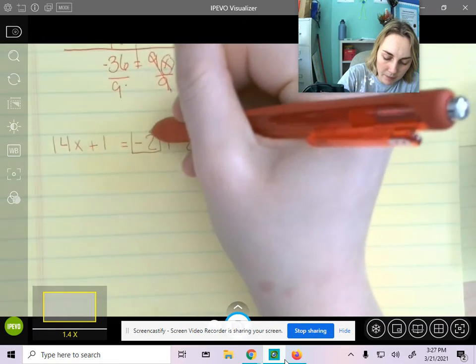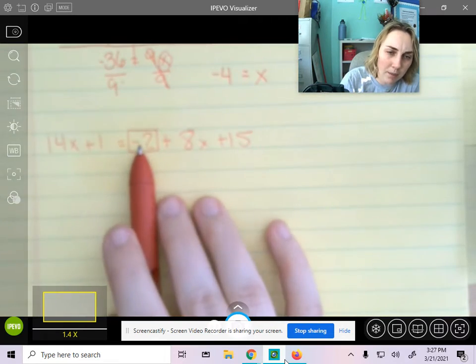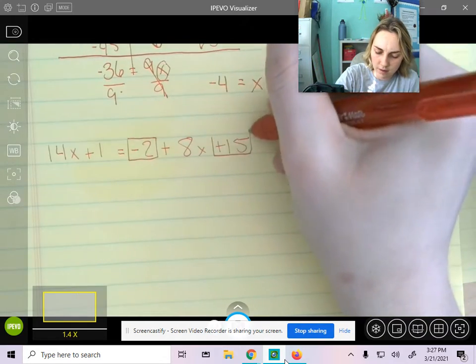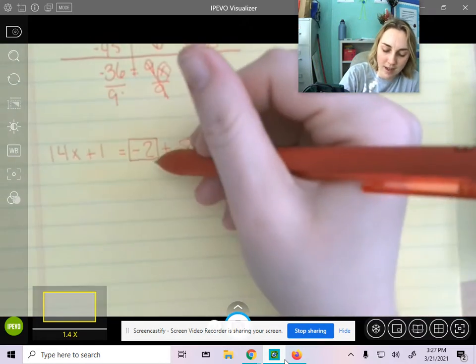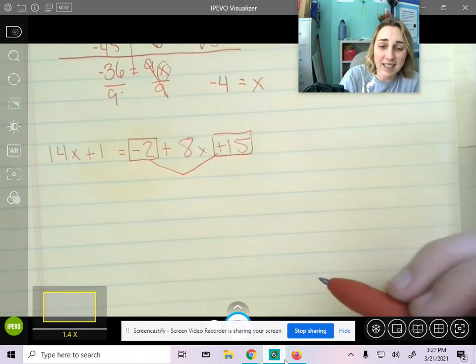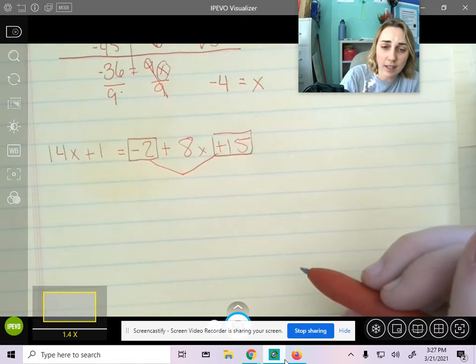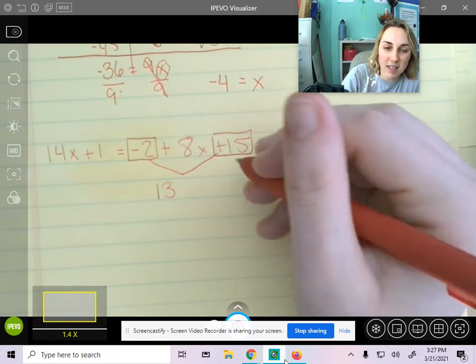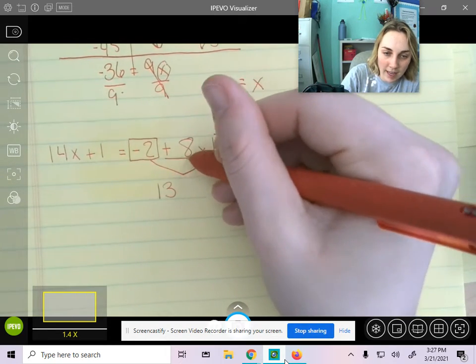So I'm going to box them up. And remember, when you box them up, you take the operation in front of them as well. I need to combine these first. So negative 2 plus 15 is going to give me a positive 13 left over. And then I'm going to bring down this positive 8x.